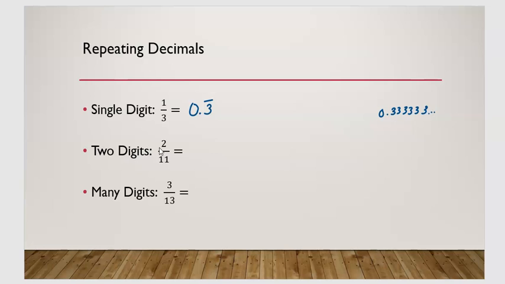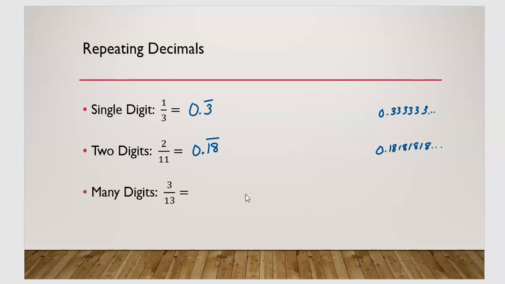Now, for double digits repeating, for example, 2 divided by 11, when I do that one, I'm going to find in the calculator, I'm going to get 0.18181818, and that 18 keeps repeating. So I'm going to put 0.18, but I'm only going to put it 1 time, but my repeating line is going to go over both numbers because both of those will repeat. So that will go over both of those numbers to show that the 18 repeats over and over and over again.